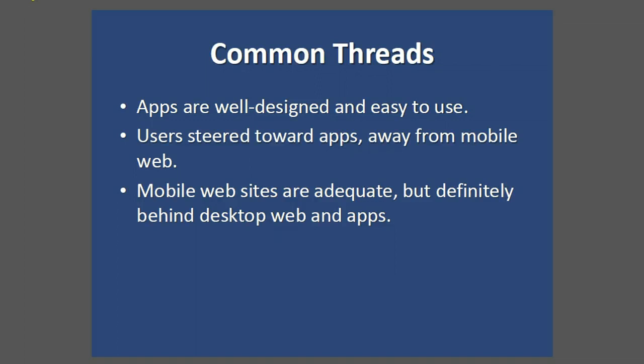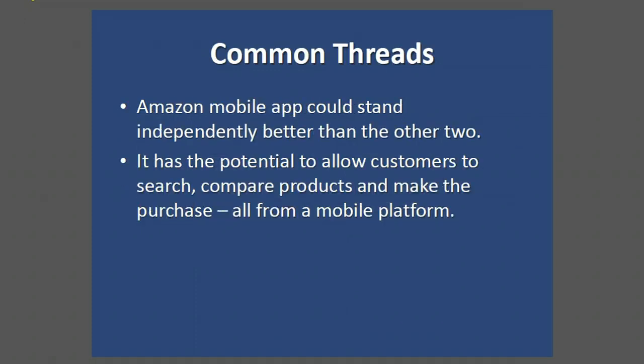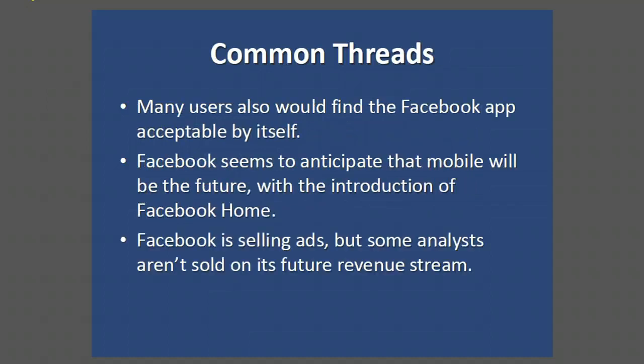Mobile websites in general were adequate, but definitely came in behind the desktop websites and the apps in terms of user friendliness and usability. The Amazon mobile app could stand independently. If this were the only way you were to access Amazon, it probably would be more successful than the other two organizations in becoming a totally mobile place. It has the potential to allow customers to search, compare products, and make the purchase all from a mobile platform. Many users, I think, also would find the Facebook app acceptable by itself.